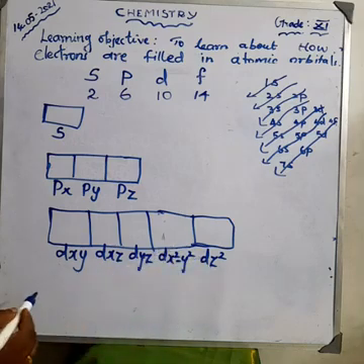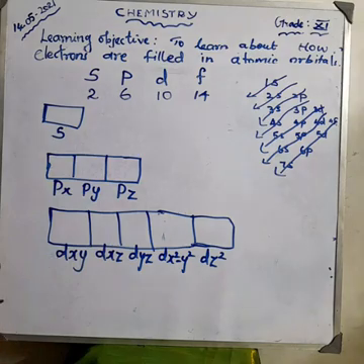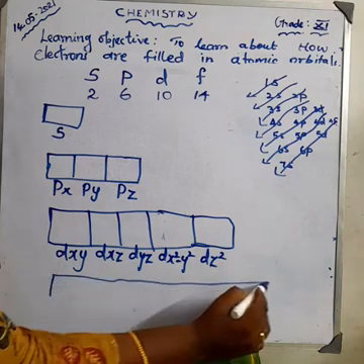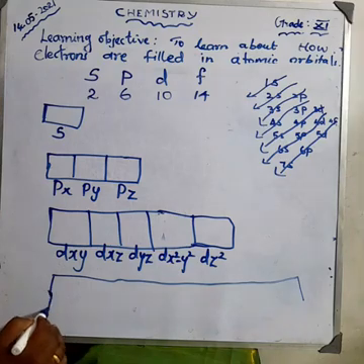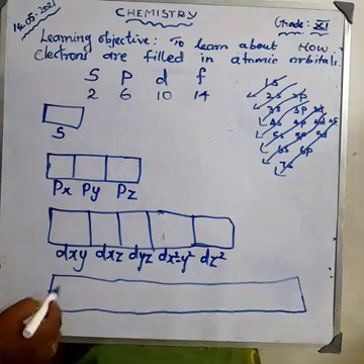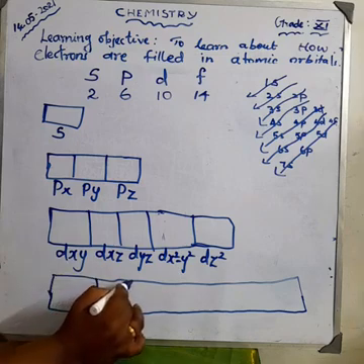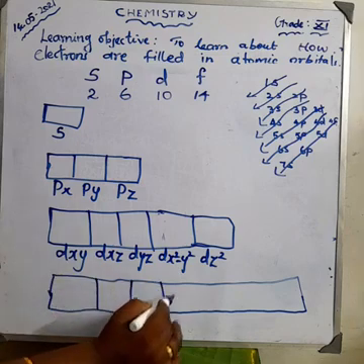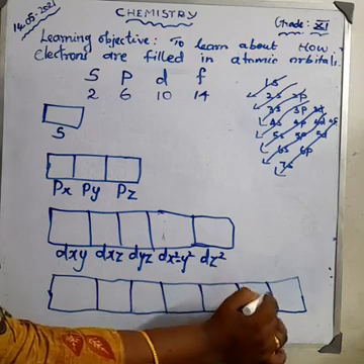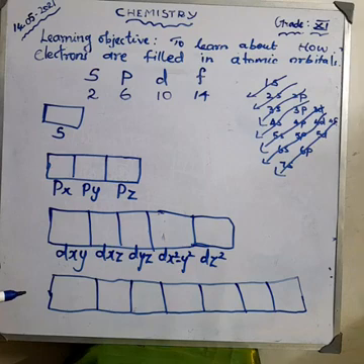And then the F orbital. A total of 14 electrons can occupy the F orbital, so there are 7 orbitals in the F orbital: 1, 2, 3, 4, 5, 6, 7.